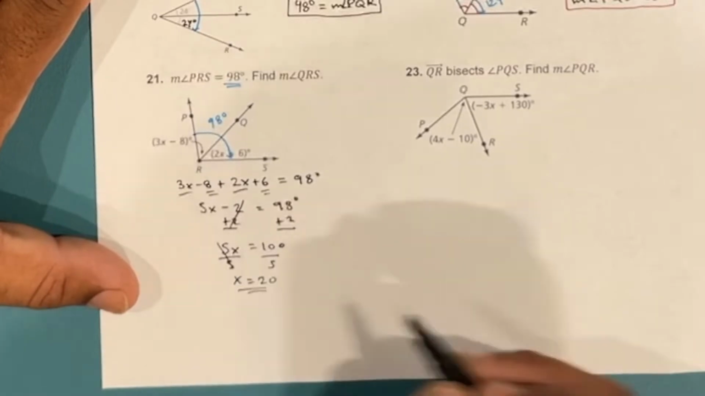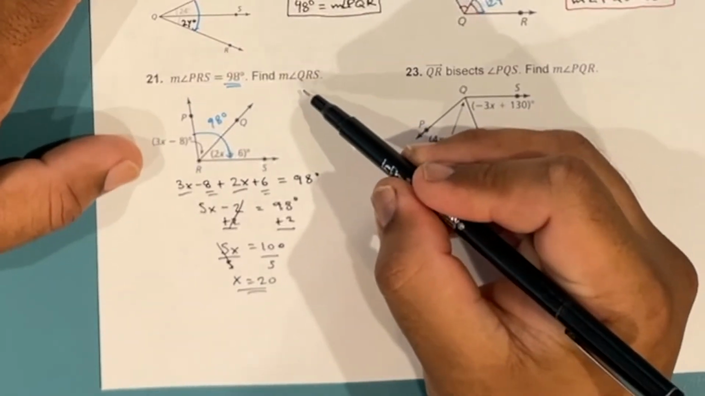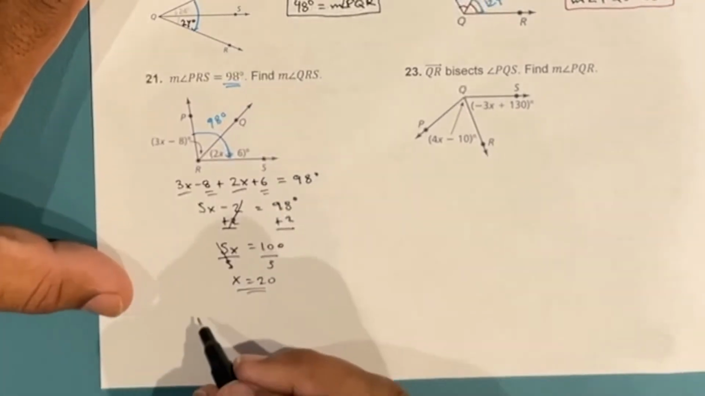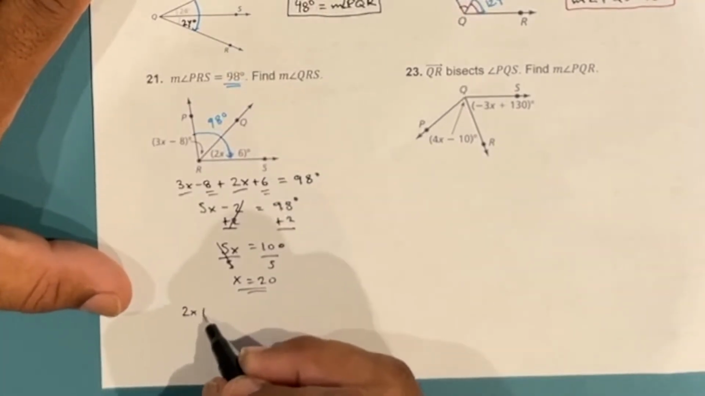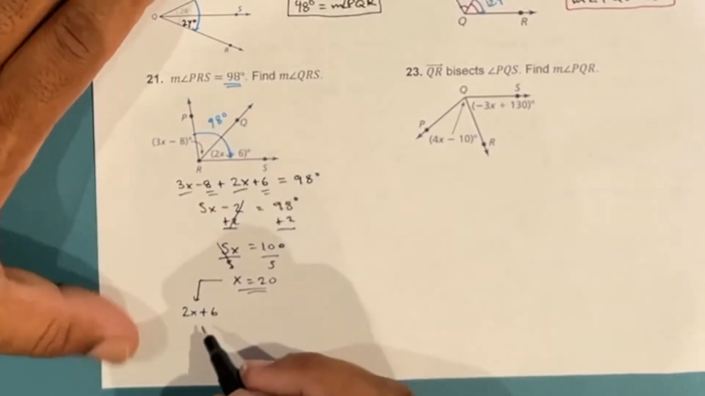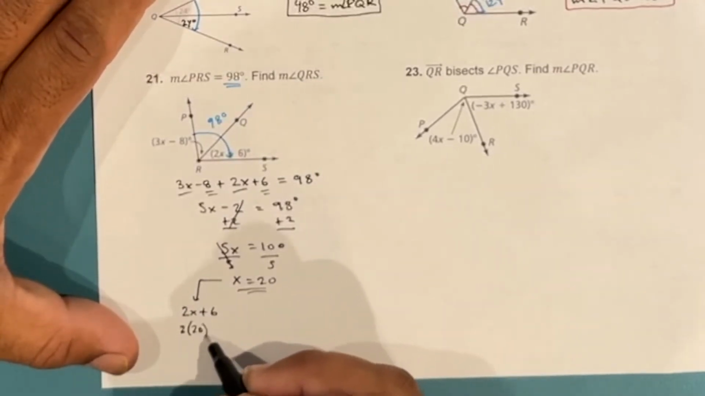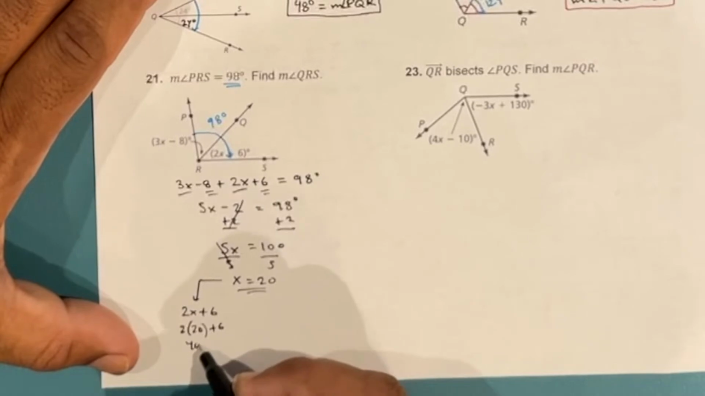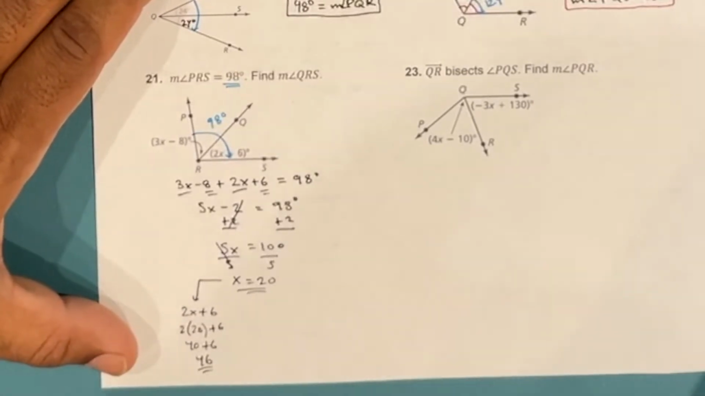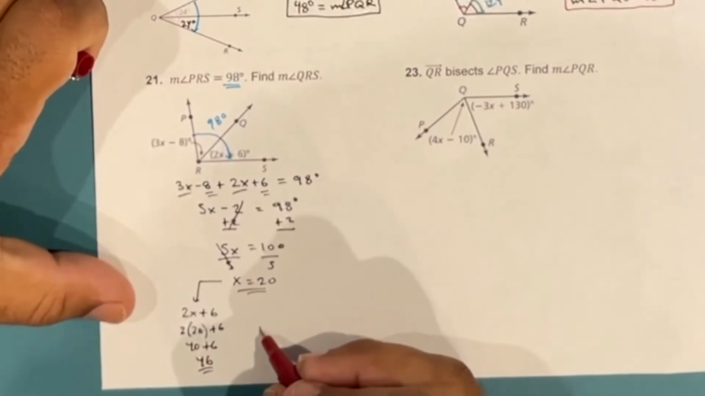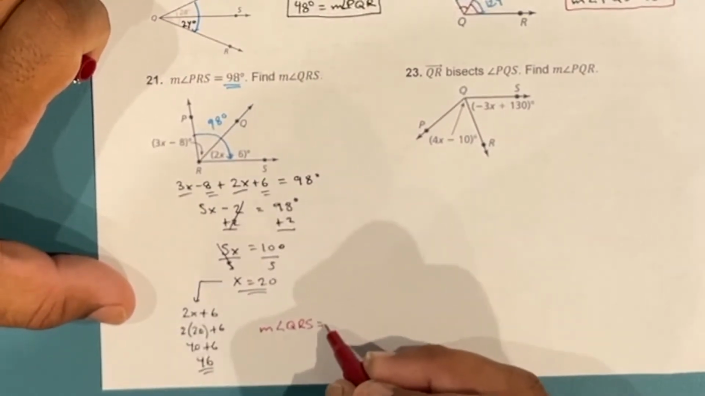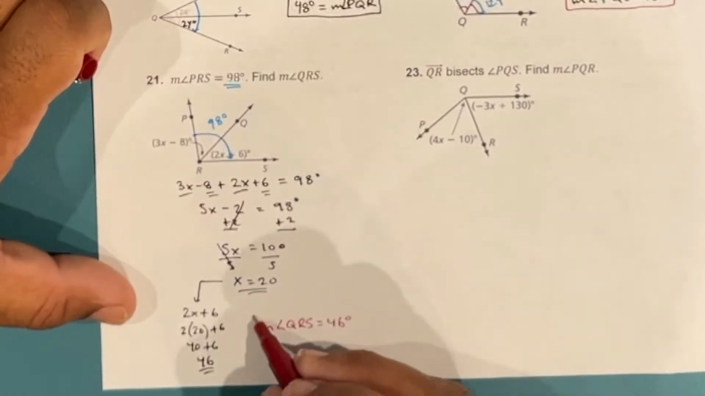It wants me to find the measure of angle QRS though. QRS. So that's 2x plus 6. And I take this and plug it in. 2 times 20 plus 6. That's 40 plus 6. So that's 46. So I know that the measure of angle QRS equals 46 degrees.